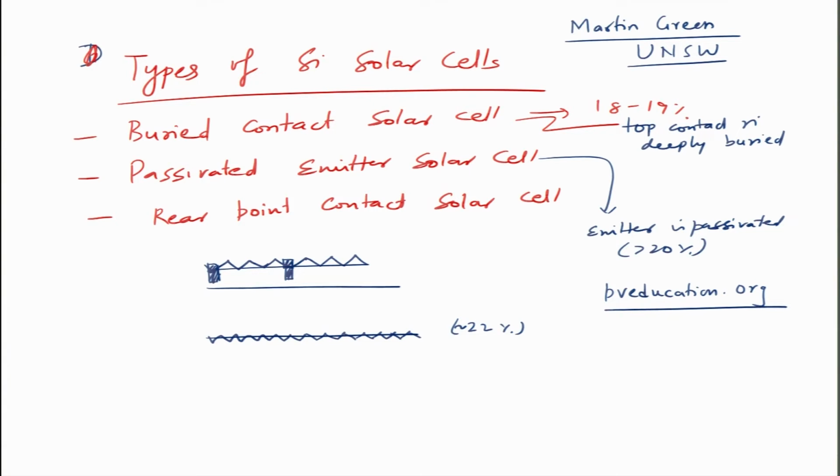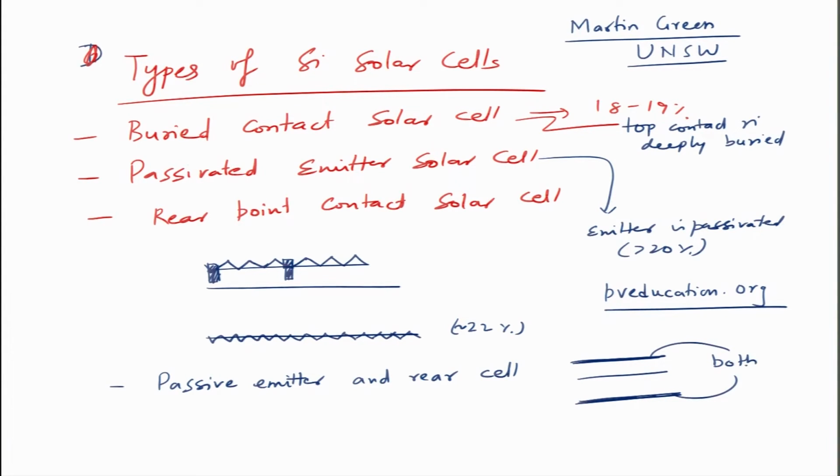And then we have other variations such as passive emitter and rear cell. So passivation is done on both front and the back side. So even if this is this solar cell, even the front surface is passivated and the back surface, both are passivated. This again gives you efficiencies of more than 20%, and then we have another one, passive emitter.